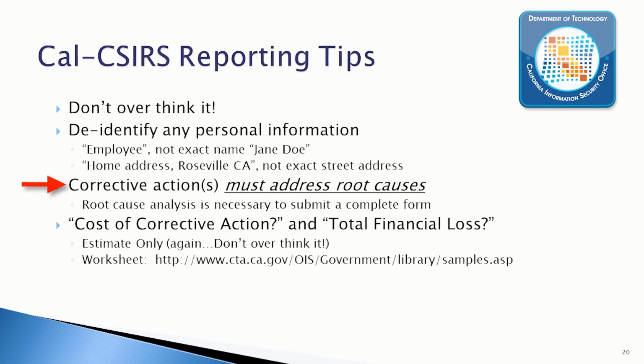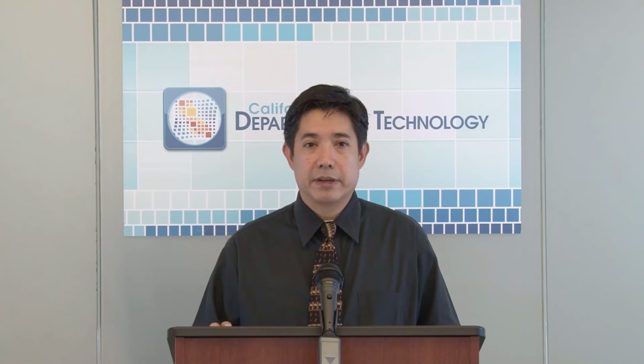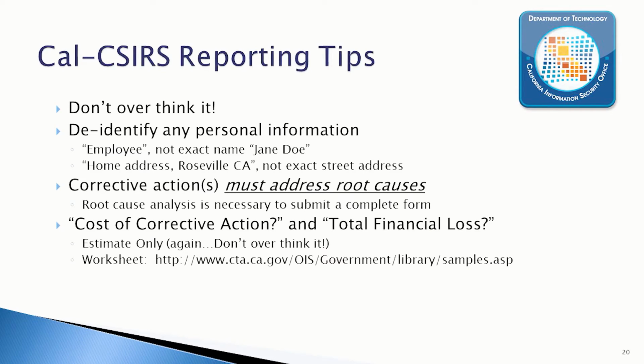Certainly provide a corrective action. That's one area that we see a lot of blank space. It's blank because at the time you may not know, but we can't close it till we have some type of corrective action to make sure that it won't happen again or what caused it has been prevented from happening again. Also toward the bottom, there's a question of cost of corrective action and the total cost financial loss to the state. Both of those questions are just estimates.